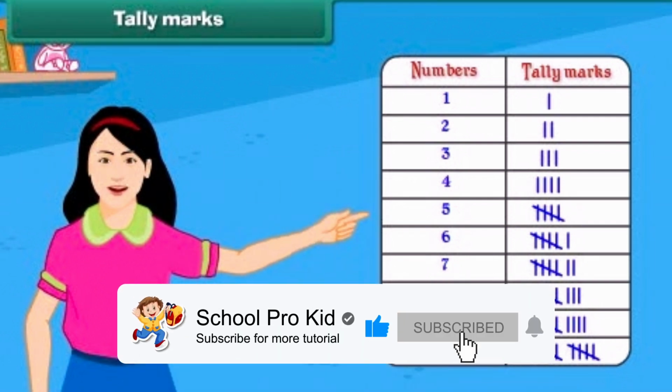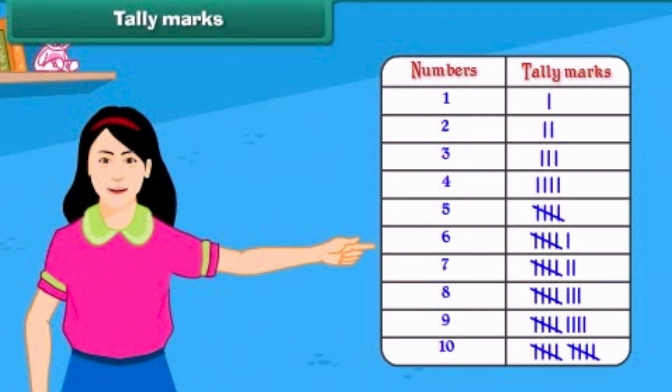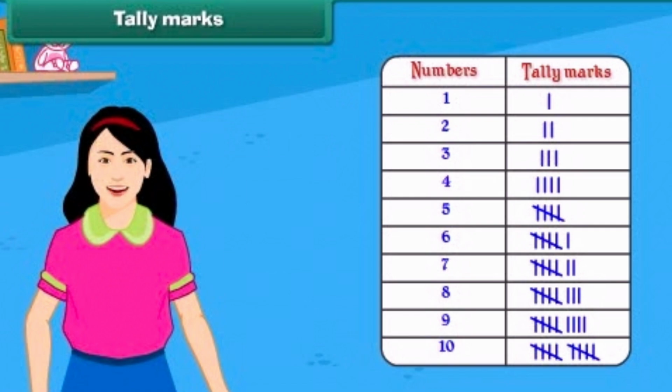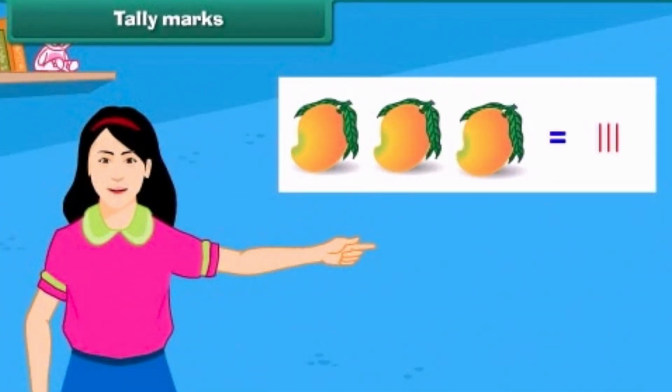Each mark represents an object. While representing 5 objects, 4 vertical lines are drawn and a 5th diagonal line cuts the 4 vertical lines. For example, to count 3 mangoes, we make 3 tally marks.